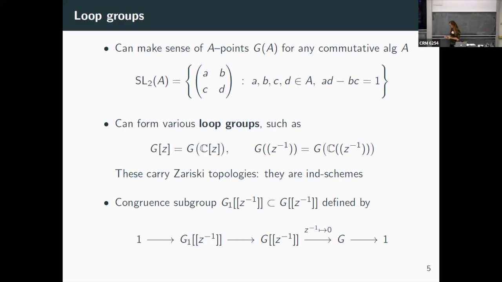So you could think that this is something like an element of the group that looks like the identity plus some Taylor series in z inverse. So it's like something happening in a neighborhood of the identity.